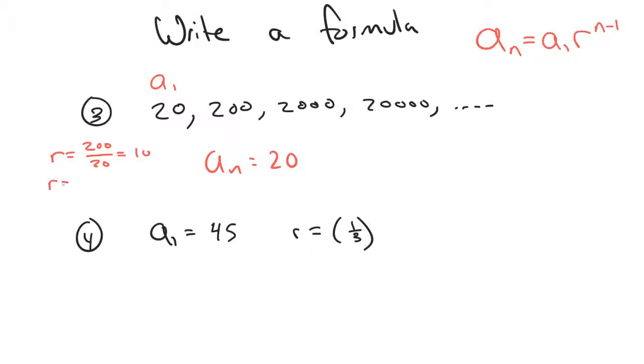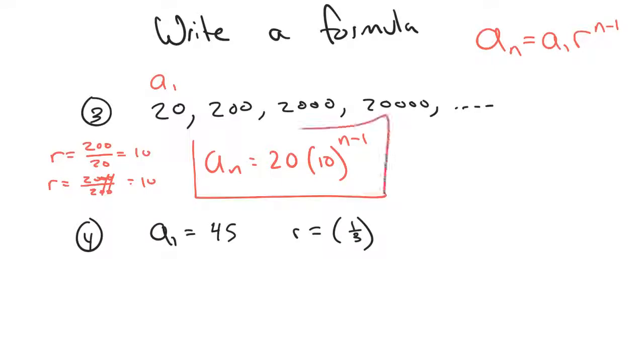And just to check, let's do the next one. 2,000 divided by 200. The answer, once again, is 10. So my common ratio is 10, or r is 10. So 20 times 10 to the n minus 1. A lot of times we'll put the ratio in parentheses when we write the formula. So there's the formula.